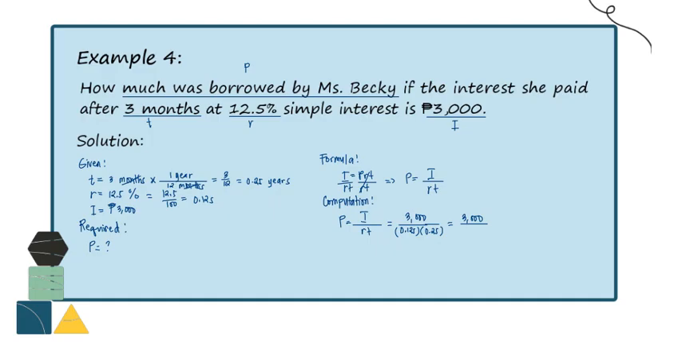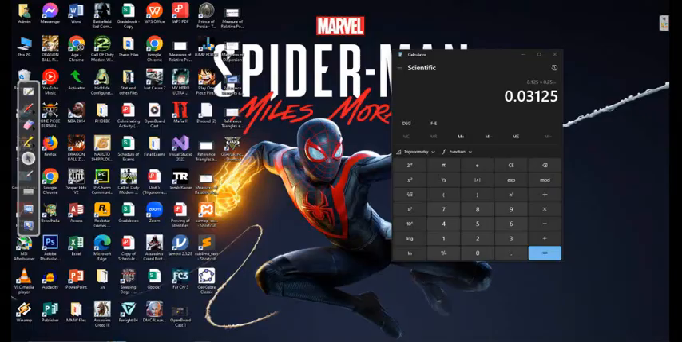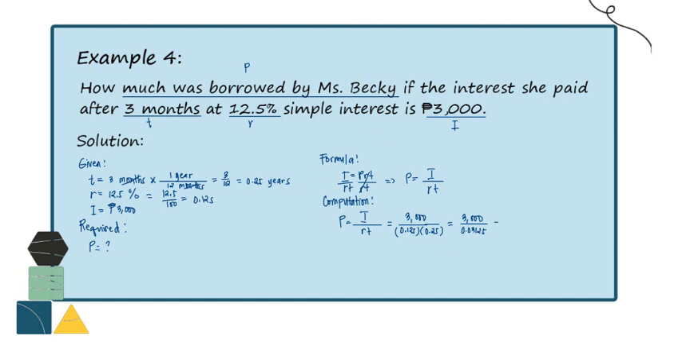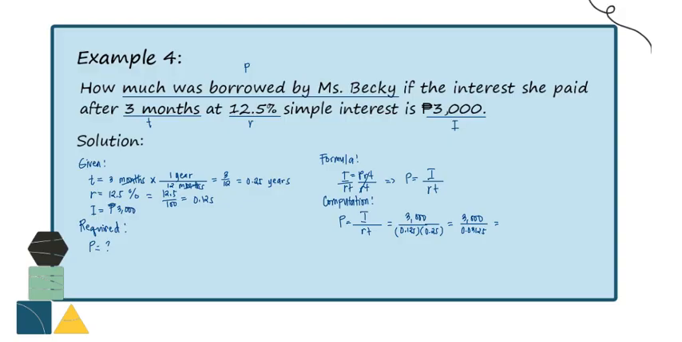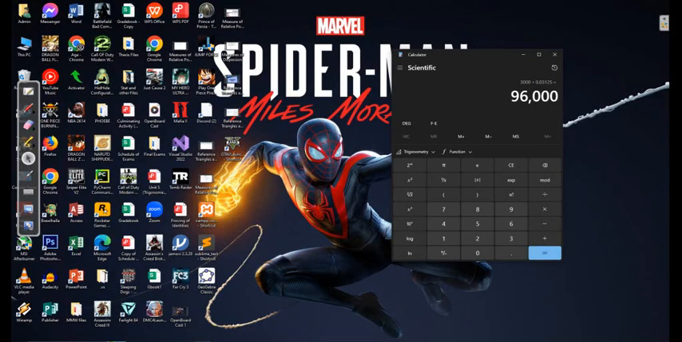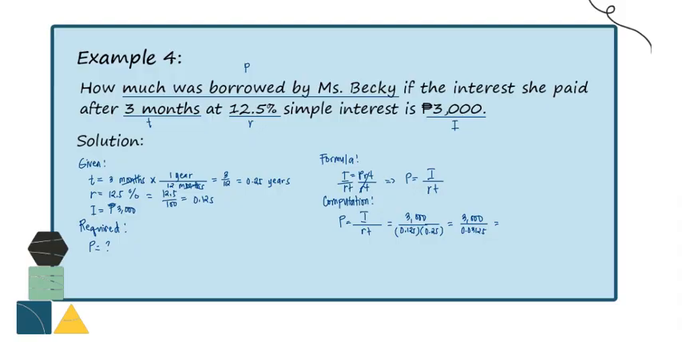So 0.03125. And then we divide 3,000 by 0.03125, and then we get 96,000 pesos. So therefore, the principal amount is 96,000 pesos. You could say that the borrowed money, or the initial amount borrowed, is 96,000.